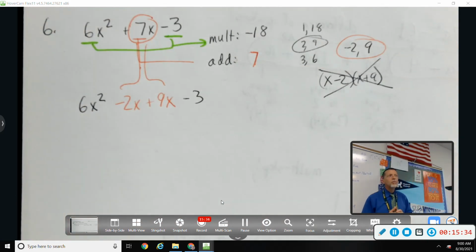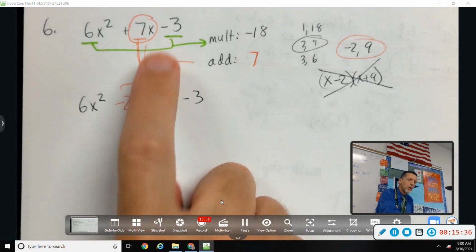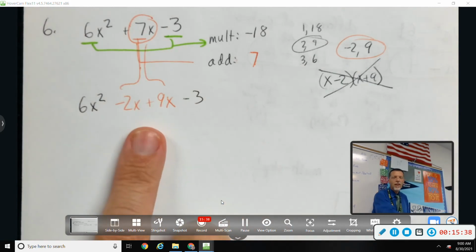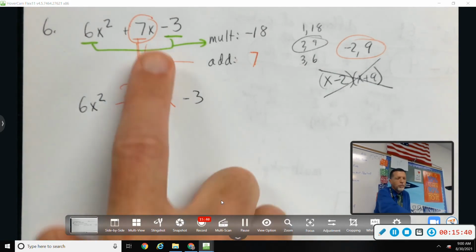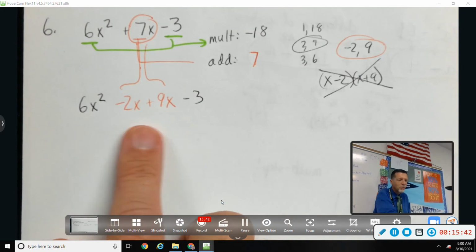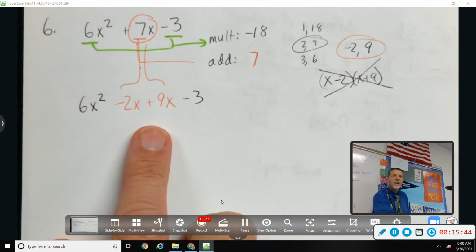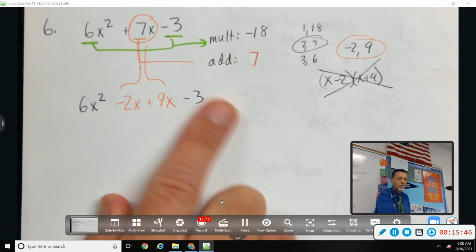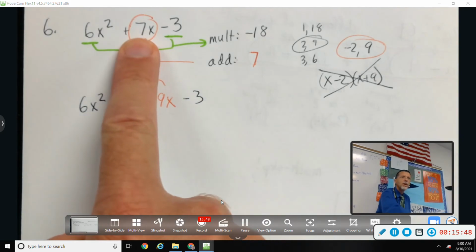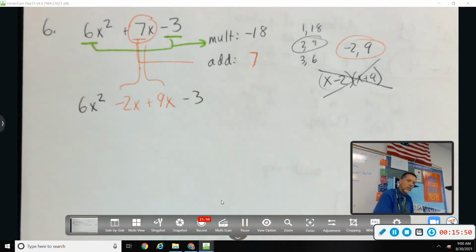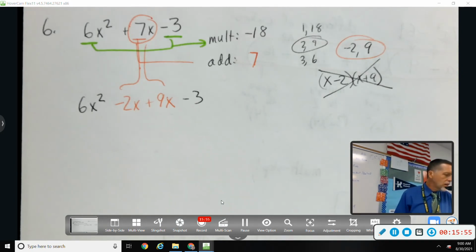This is called split the middle term. We take the middle term and we split it up. And it looks weird. It's like, why would you take 7x and rewrite it as negative 2 plus 9? We never go that way. We're used to starting with this and combining like terms. But for factoring, we're going to split it up because, you know what we're going to do next?